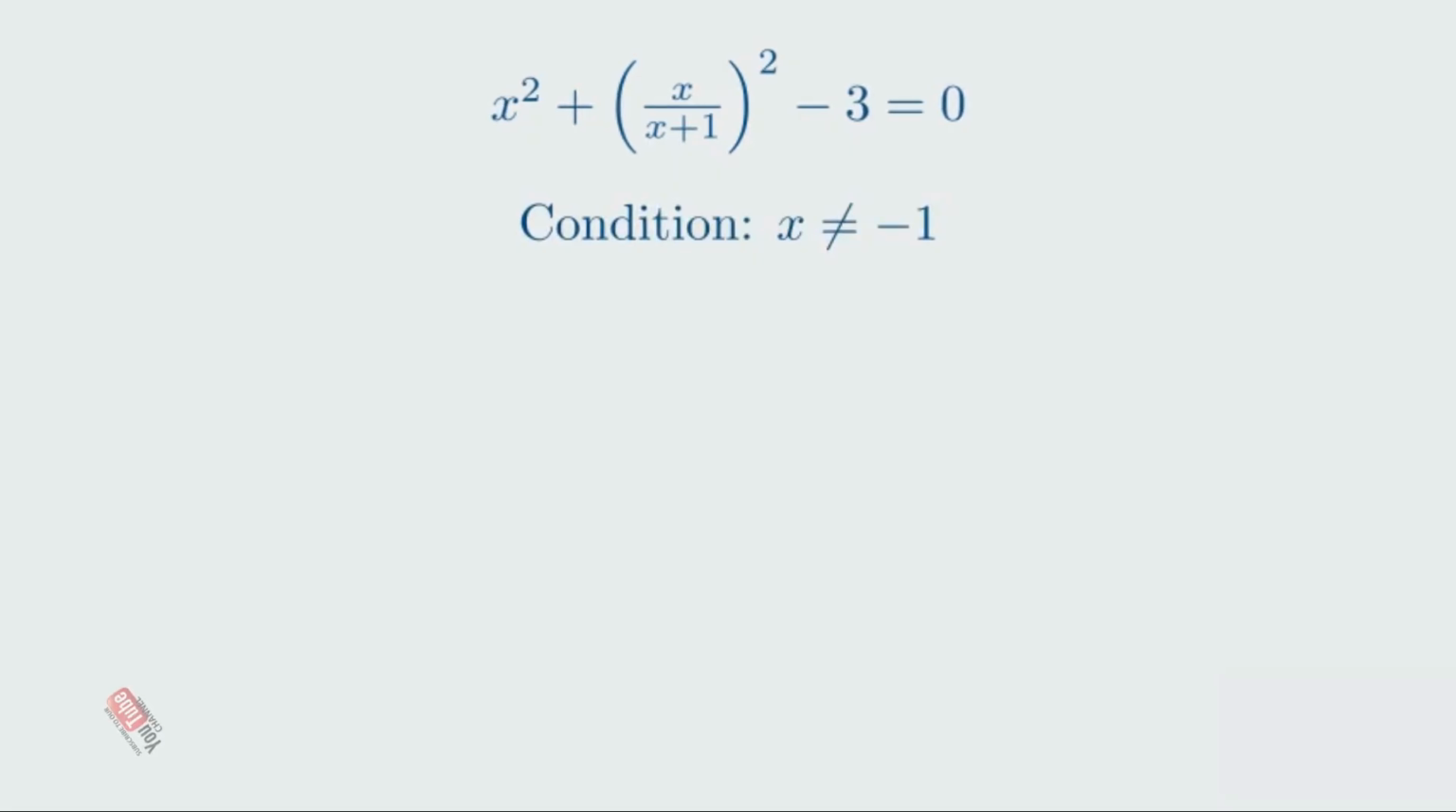Let's begin by looking for a pattern. Notice we have an x squared term and an x over x plus 1 term squared. It's tempting to combine everything on one side and look for a way to factor it, but that would lead to a complicated polynomial. A more clever approach is to see if we can transform this equation into something simpler using a substitution. But first, let's look for a relationship between the two main terms.